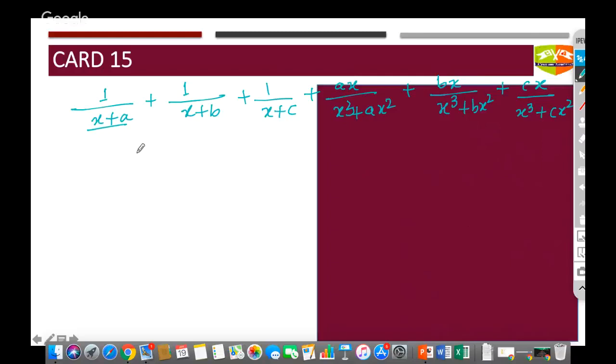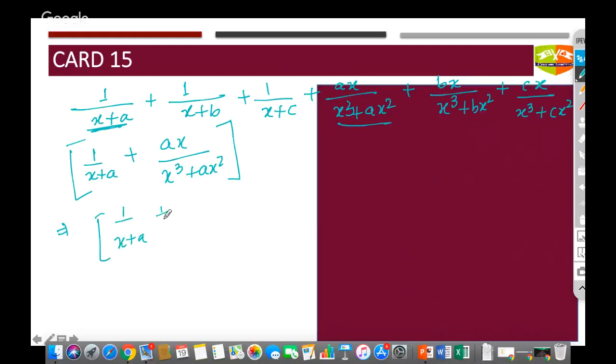You see here, you find similarity between this particular denominator and this particular denominator. So I'm solving it for one of them. I take 1 by (x plus a), and ax divided by (x cube plus ax square). Now from this denominator, I take x square common. So I have ax in the numerator, and x square common, and I have x plus a in the denominator here. I'll do the others later. First, let me show you for this.